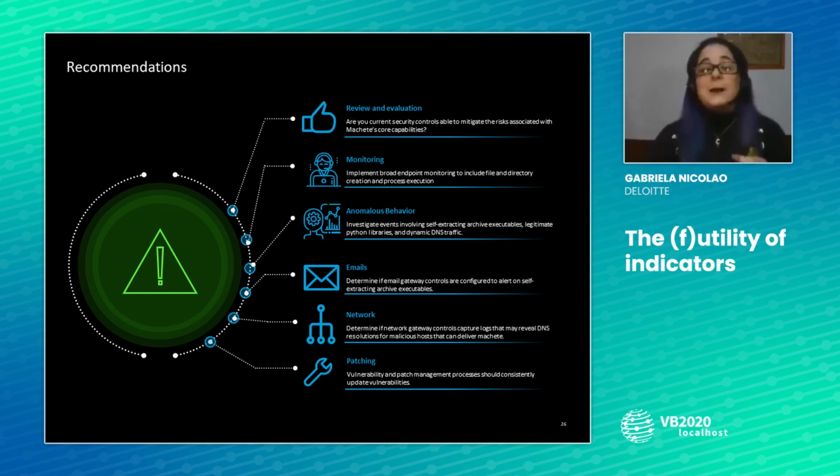Also, make sure your email gateway controls are configured to detect self-extract archive executables. Make sure your network gateway controls monitor DNS traffic. And of course, try to keep your systems up to date, specifically public-facing web applications that can be a potential entrance to your networks.